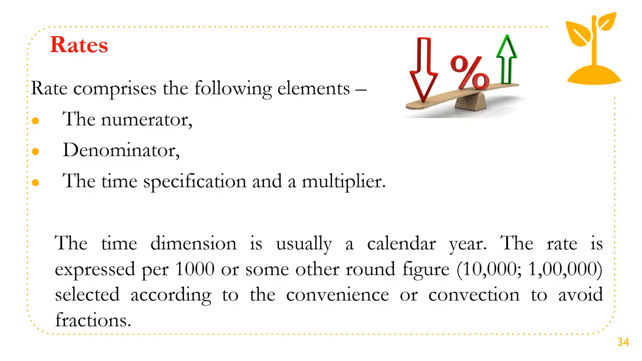Coming to the rates, a rate comprises the following elements: the numerator, the denominator, the time specification, and a multiplier. The time dimension is usually a calendar year. The rate is expressed per 1000 or some other round figure, selected according to convenience or convention to avoid fractions.